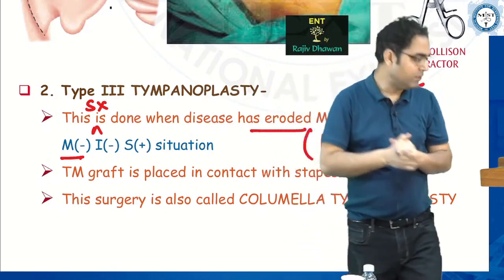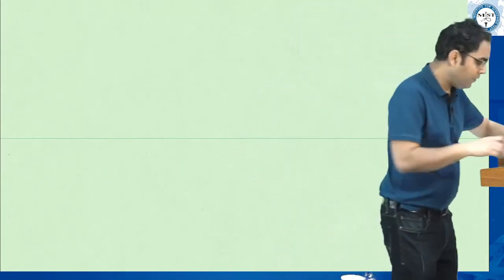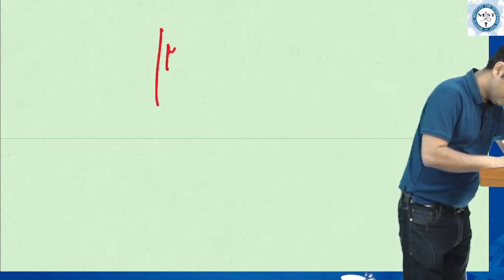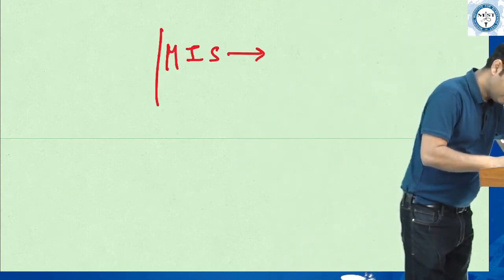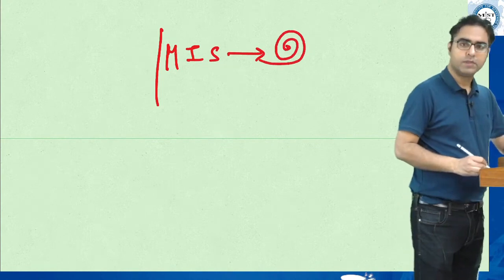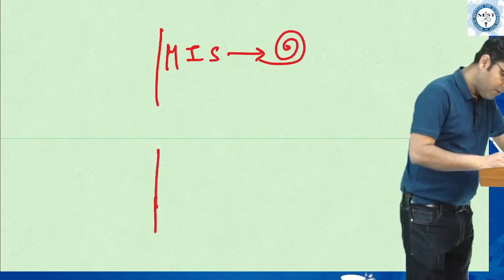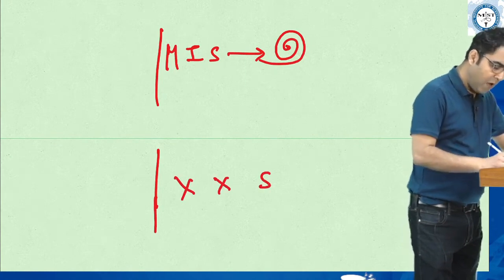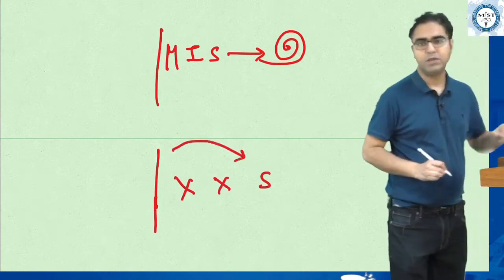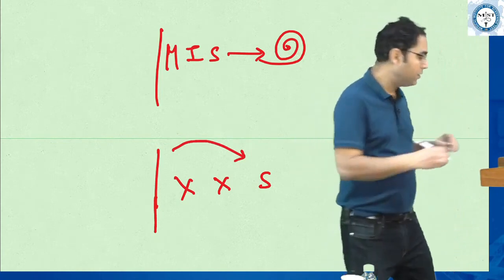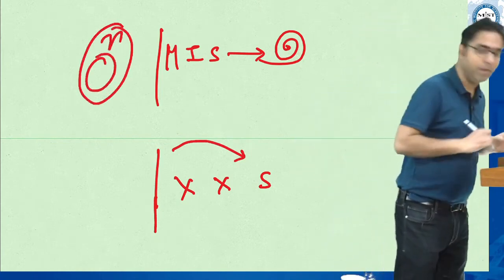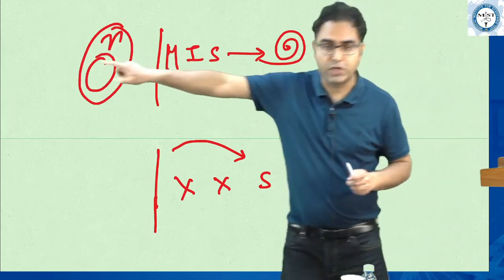No problem, beta. Please understand it, beta. This is the malleus, this the tympanic membrane. Normally what was happening? Tympanic membrane, malleus, incus, stapes, cochlea. But now, there is no malleus, no incus, only the stapes. Now, how will the sound energy reach over here, beta? Then, please don't forget, you have also got a perforation of the tympanic membrane. You are doing the surgery for perforation, by the way.